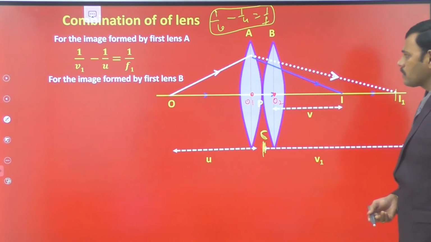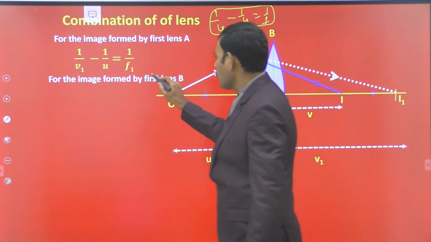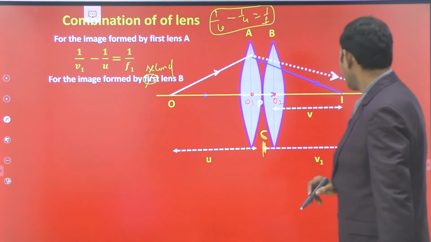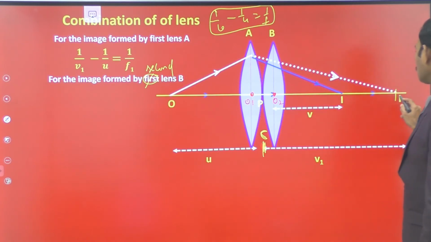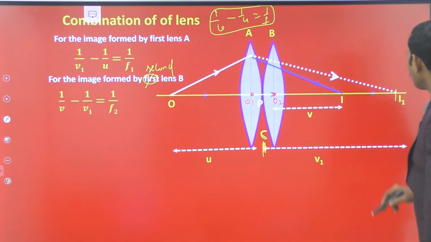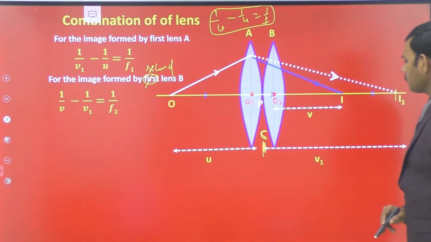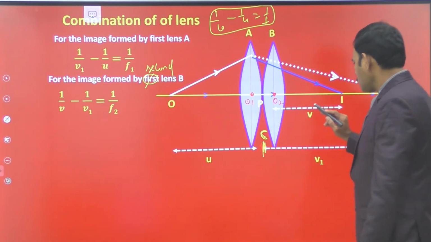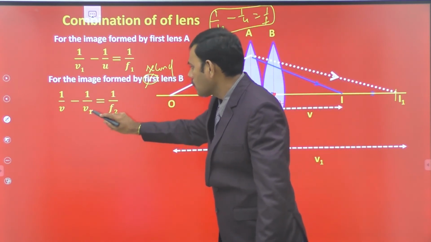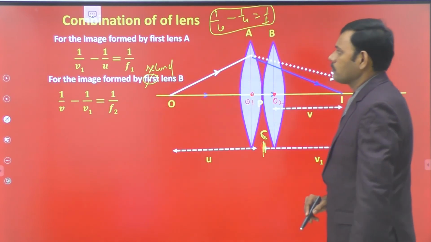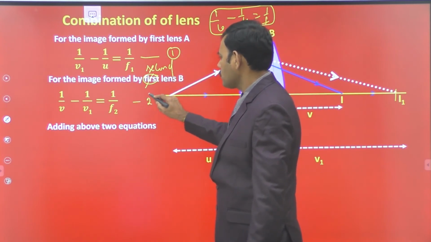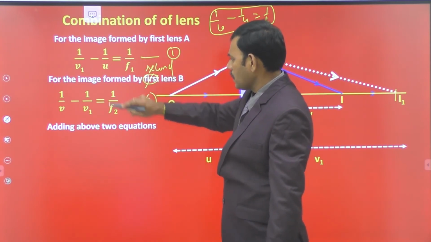For the image formed by the second lens, let it be the second lens B. Here, for the second lens, this is the virtual object. For the image formed by the second lens, object distance is V1, image distance is V. So 1 by V minus 1 by V1. This is the object distance for the second lens. Its focal length is F2, so 1 by F2. Now, adding the above two equations, let this be equation 1 and this be equation 2, giving refraction through the first lens and second lens respectively.